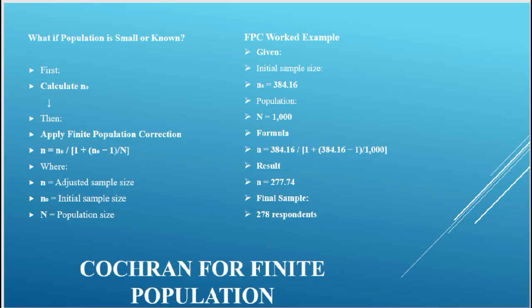Therefore, we apply the finite population correction, commonly abbreviated as FPC. The FPC adjusts the initial Cochran sample size according to the actual population size. The formula is n equals n0 divided by 1 plus n0 minus 1 divided by capital N. Here small n is the adjusted sample size, n0 is the initial Cochran sample size, and capital N is the total population size.